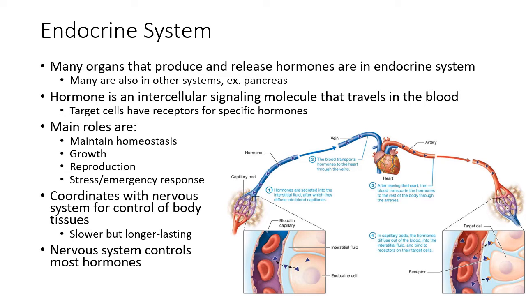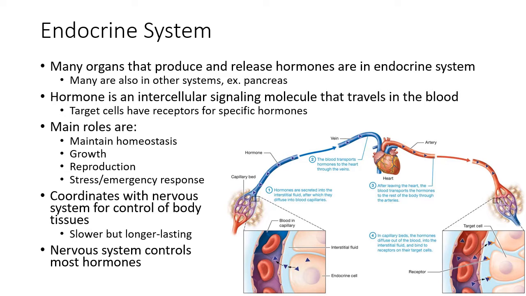A final difference is that the nervous system has to have a direct link to the target cells that it's controlling. That means that it has to have axons that travel to those target cells and release neurotransmitter onto them. In contrast, the endocrine system does not need a direct link with its target cells. It doesn't have to be anatomically connected to those cells because the hormone is going to travel in the blood to get to the target cells.